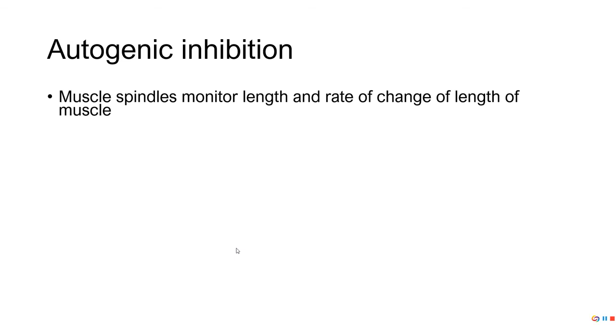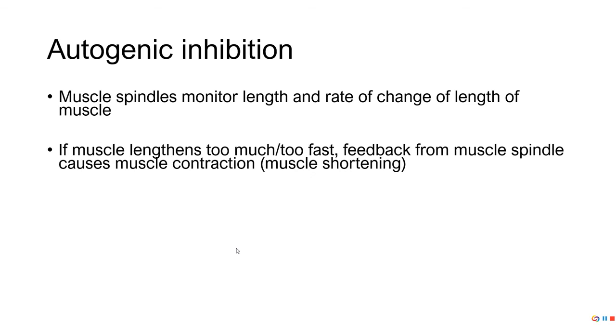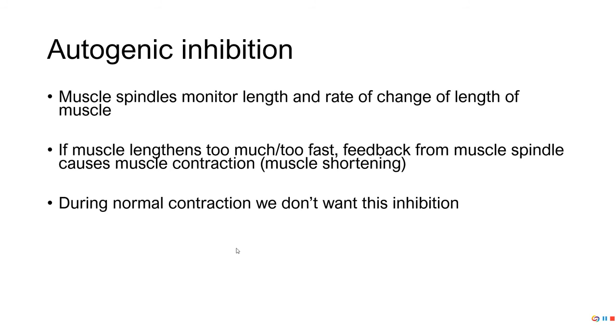So the first one is autogenic inhibition. If you recall from earlier in this unit, we talked about muscle spindles and Golgi tendon organs. The muscle spindles monitor length and rate of change of length. And so if the muscle lengthens too fast, feedback from the muscle spindle causes muscle contraction. Or in other words, the muscle shortens. Now during normal contraction, we don't want this.